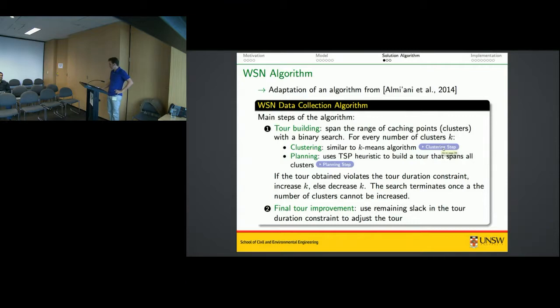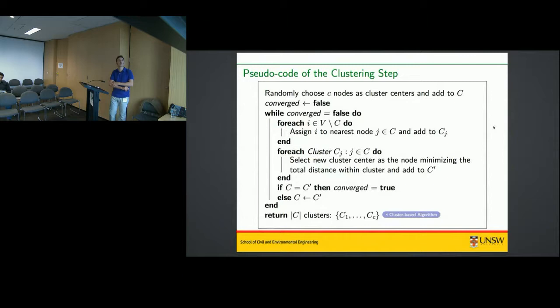So the clustering step is very similar to a k-means algorithm. We start with a given number of caching points to distribute in the network, which we call temporary cluster centers, and we choose them randomly, and then we use the approximation algorithm to find the cluster center. So in this sense, it's very similar to the k-means algorithm. We first choose C nodes. We add them to a set C.